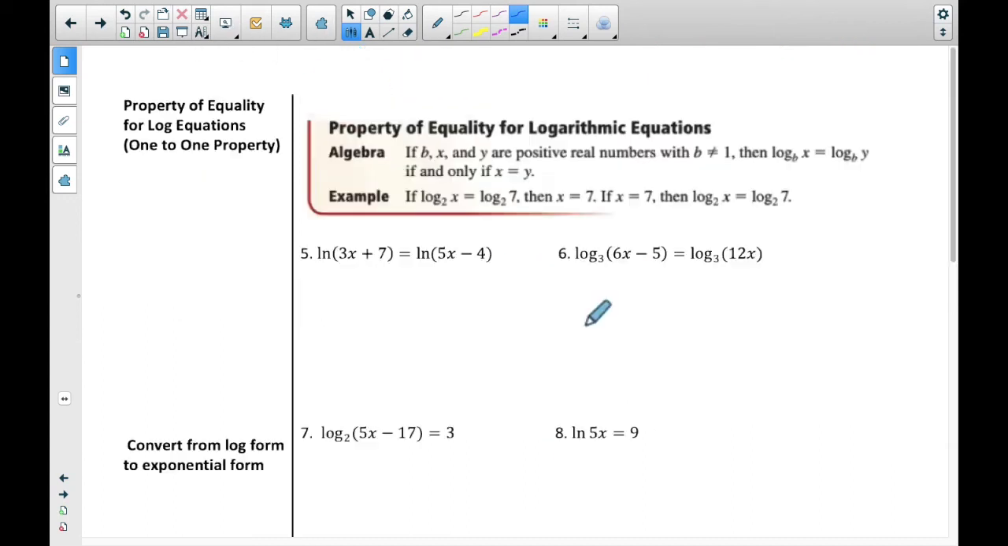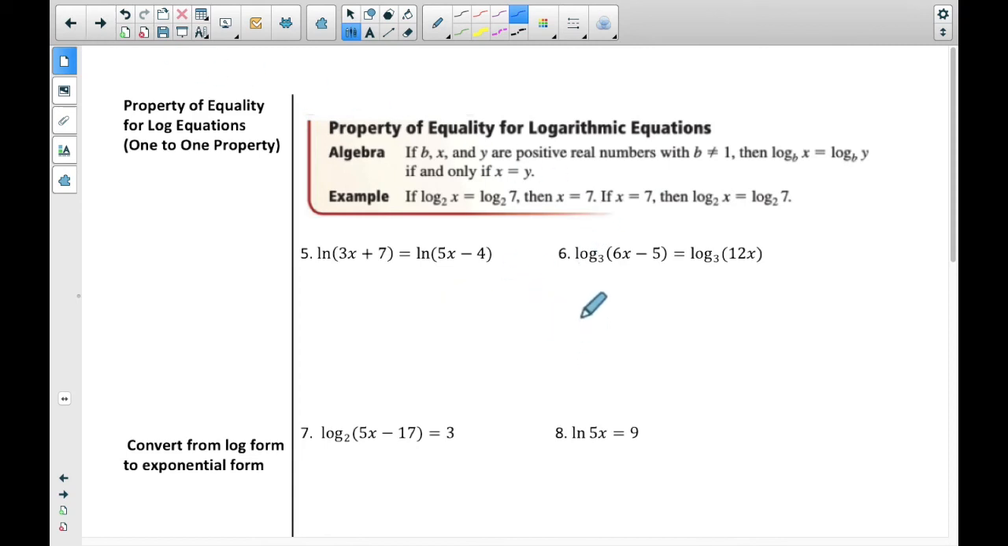Let's turn the page. Okay, this property, I cut and paste this out of our Big Ideas textbook. They are calling it the property of equality. This is also similar to the one I was talking about a minute ago that was the one-to-one property, but it's the same concept.